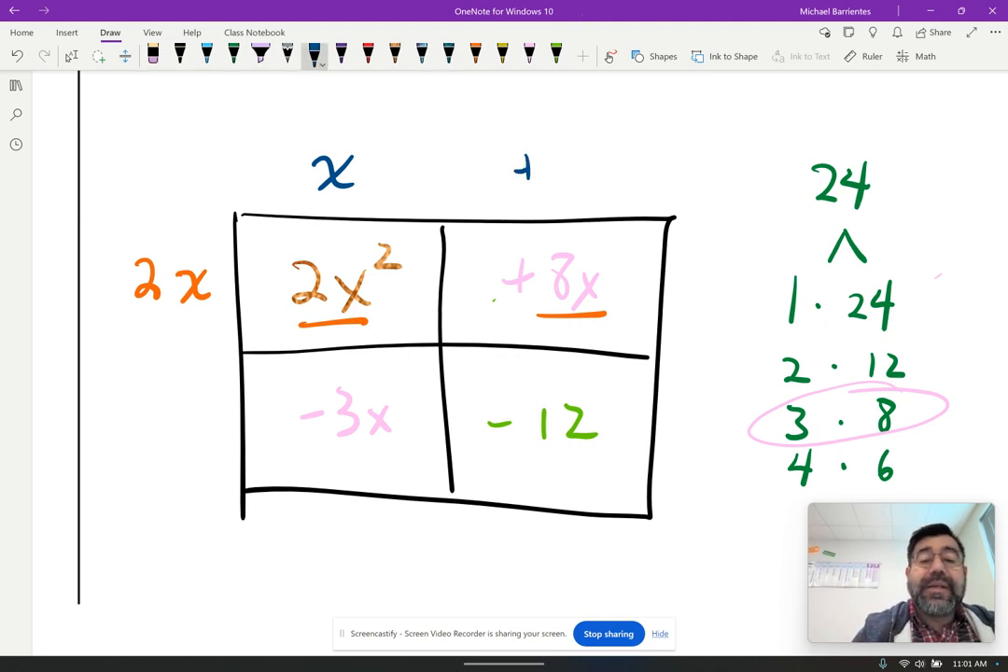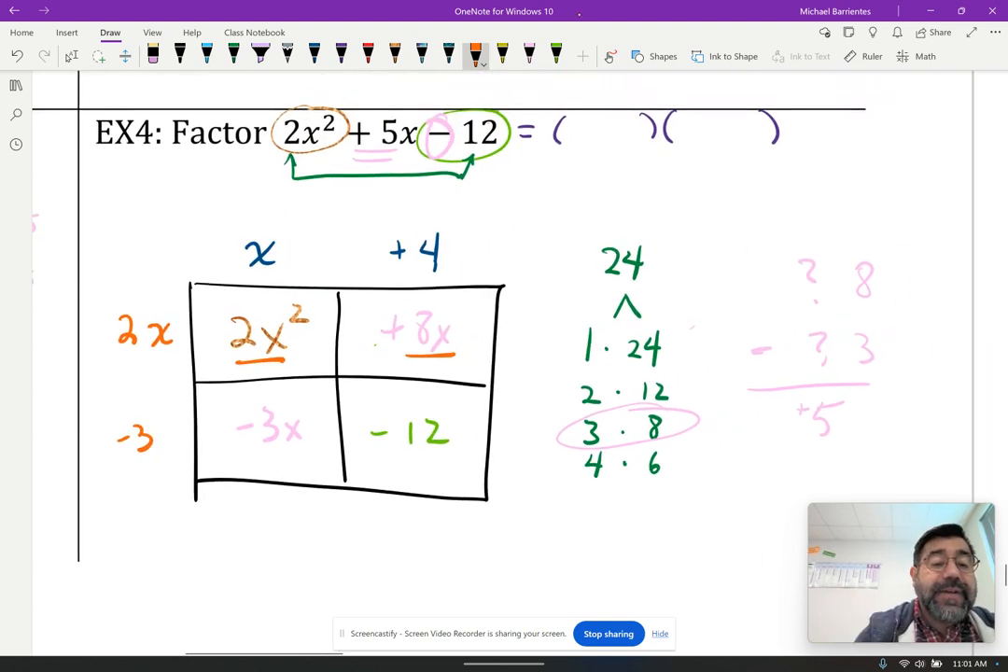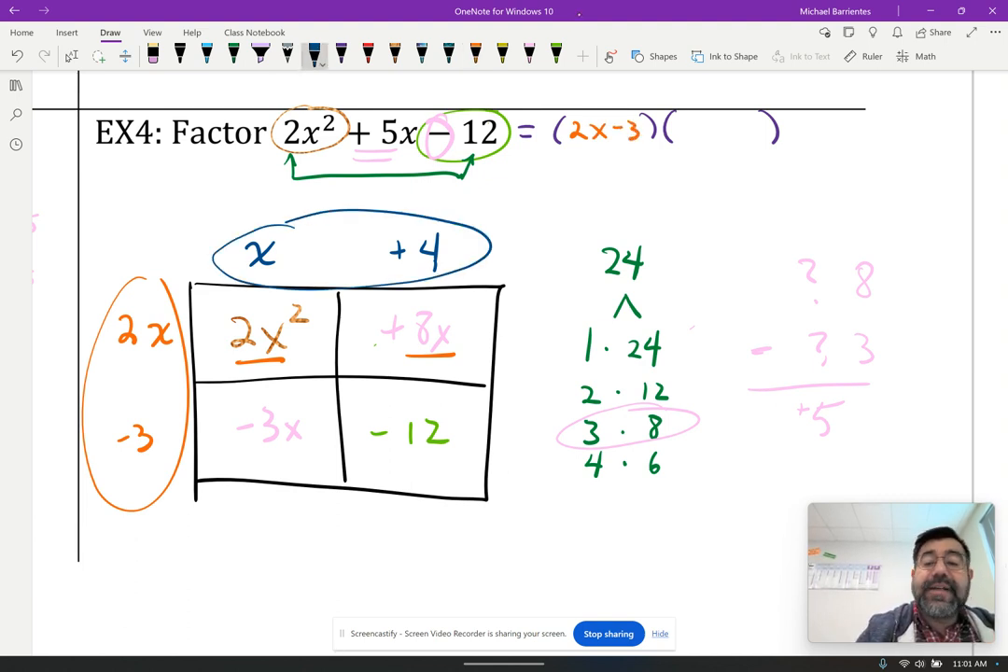What that would be, if I multiply by positive 4, plus 4 times 2 will give me 8, and then the x is already there. And then the last one here, what times x would give me negative 3x? Well, I already have the x, so I just need to multiply by negative 3. And if you multiply negative 3 times positive 4, you get negative 12. Congratulations, you just did the factoring. This is the first factor, and then this is the second factor, and you're done.